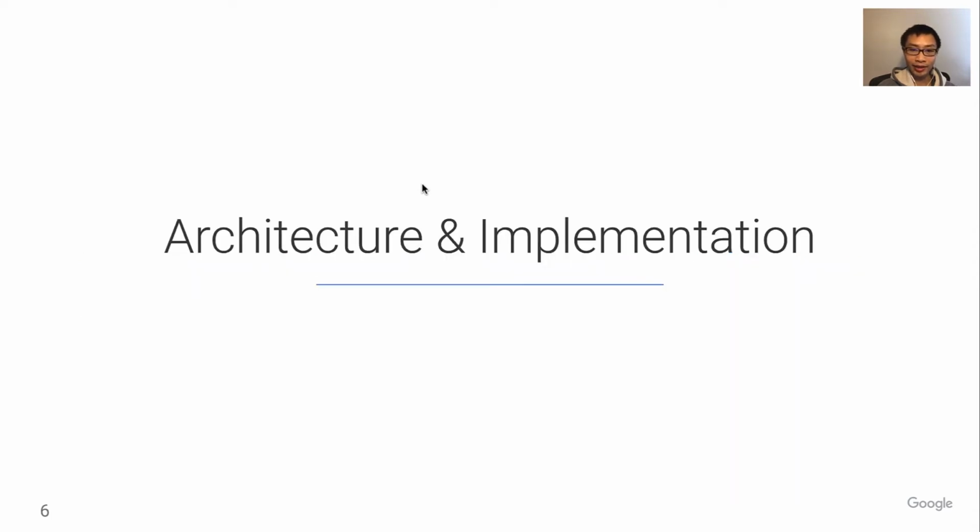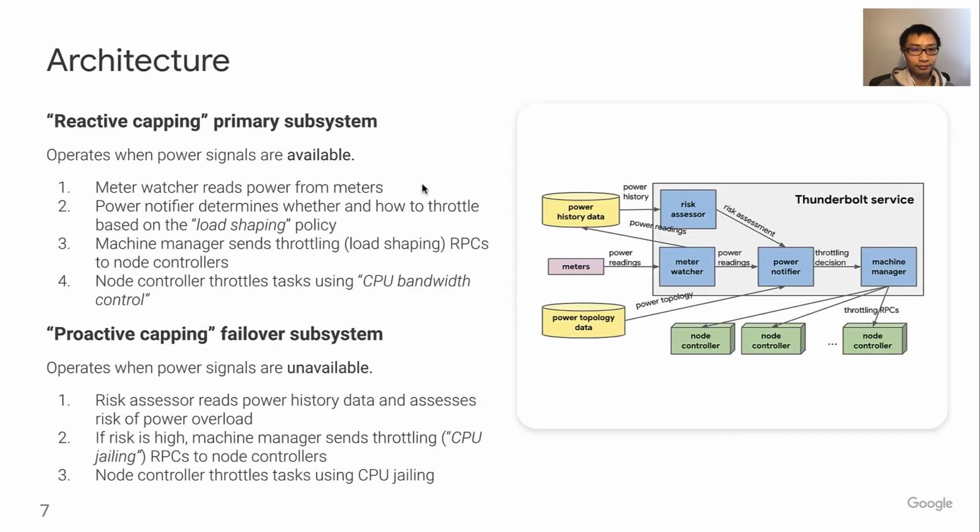Let's look at the architecture and implementation of Thunderbolt. Thunderbolt has two subsystems: a reactive capping primary subsystem that operates when power signals are available, and a proactive capping failover subsystem that operates when power signals are unavailable. Let's go through them one after another.